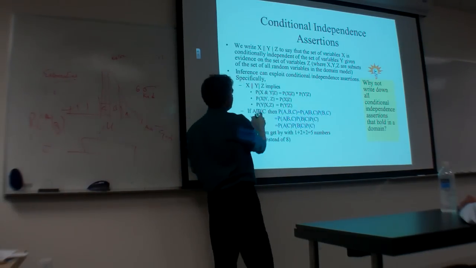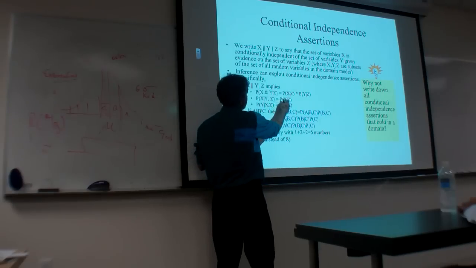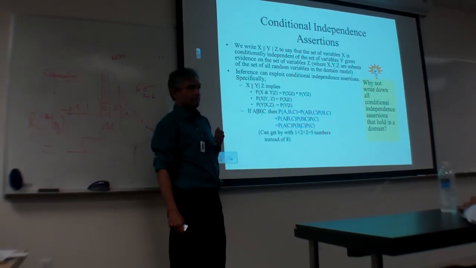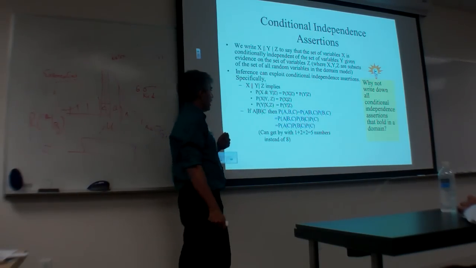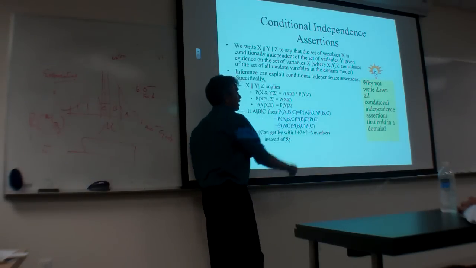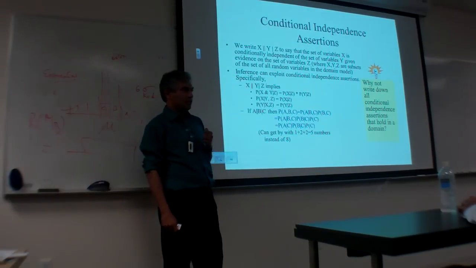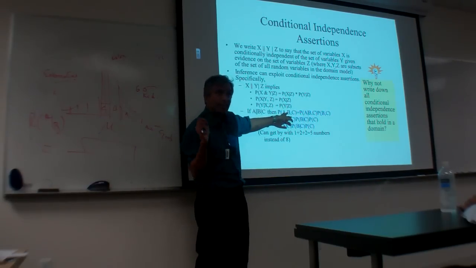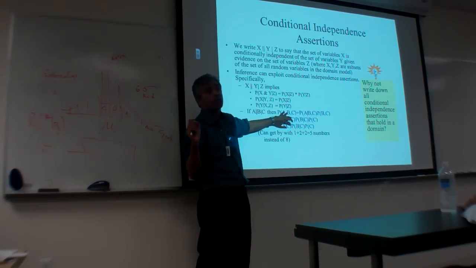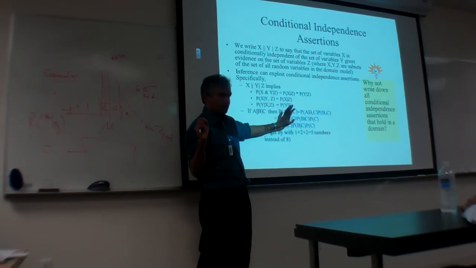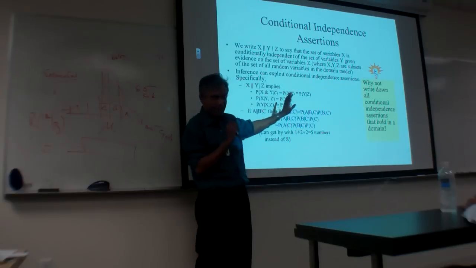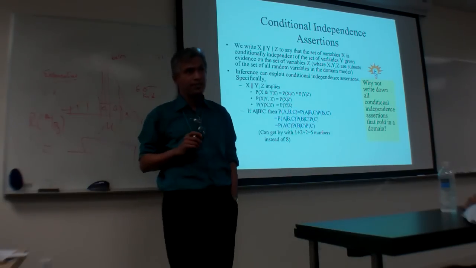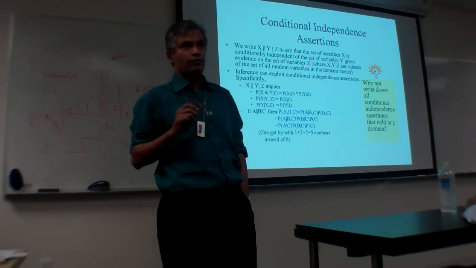And another way of writing it is p of x given y and z is p of just x given z. Okay? And p of y given x and z is just p of y given z. And it's these independence assertions that will allow you to factorize a joint distribution into smaller probabilities. Okay? So that's the basic theory behind why the conditional independence assertions are useful.